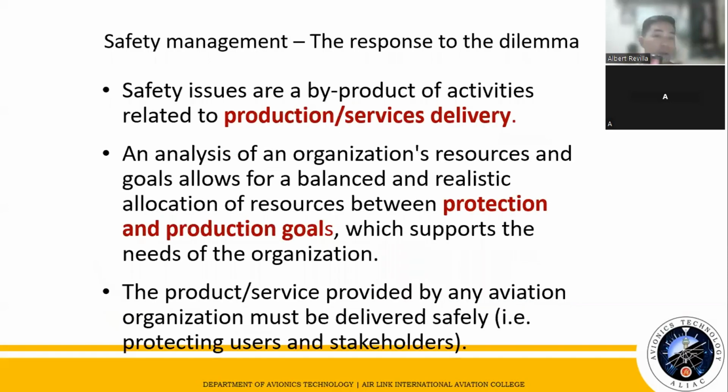So safety issues are the byproduct of activities related to production, services delivery. An analysis of organizational resources and goals allows for balanced and realistic allocation of resources between production and protection goals, which supports the needs of the organization. So the product services provided by any aviation organization must be delivered safely.